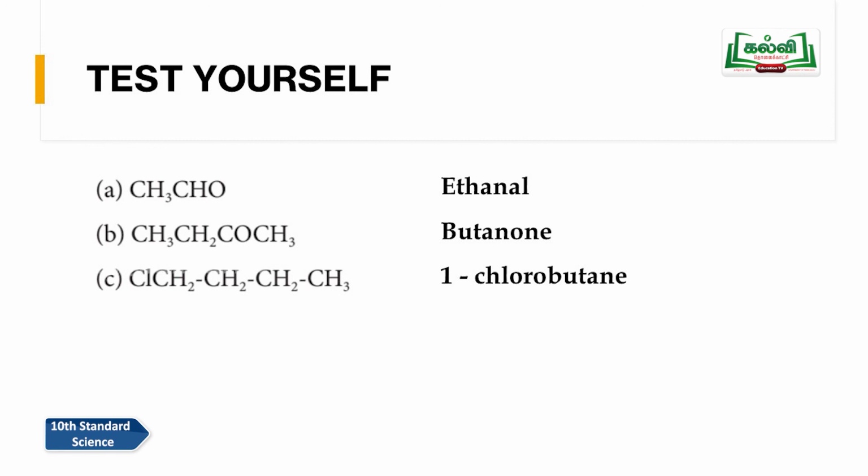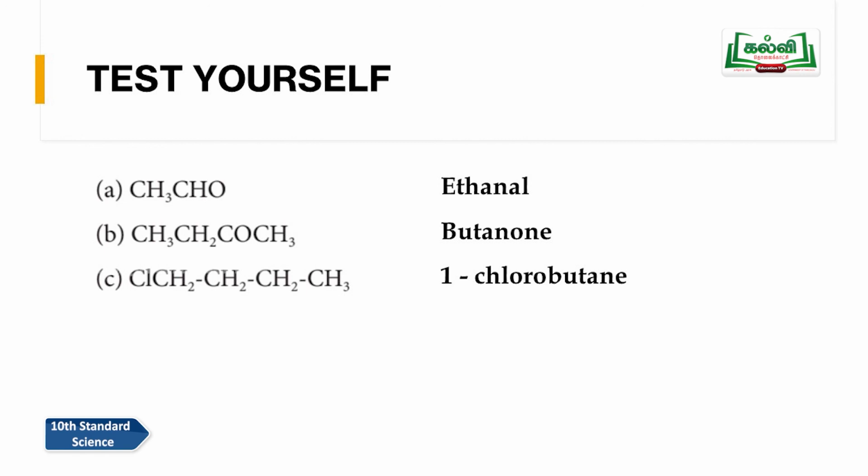The second one is CH3CH2COCH3. 4 carbon atoms. But, ketone is present. So, butane. Strike off the last E, and for ketone, ending should be ONE. Therefore, the name is butanone.